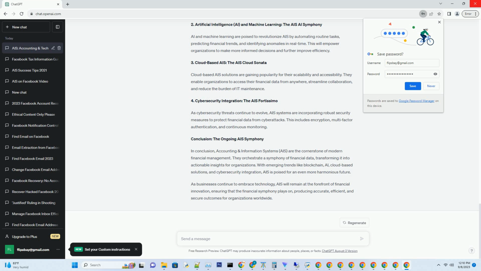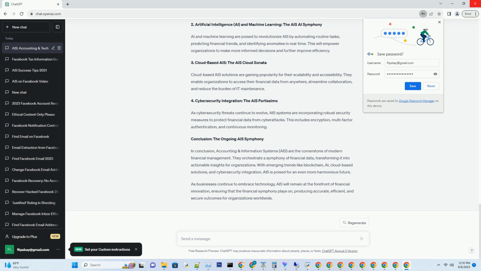Number 2: Accurate financial reporting, the AIS crescendo. The accuracy of financial reporting is a critical aspect of AIS. Thanks to its automated processes and adherence to accounting standards, AIS ensures that financial reports are error-free and compliant with regulatory requirements. This accuracy instills confidence in stakeholders and investors.